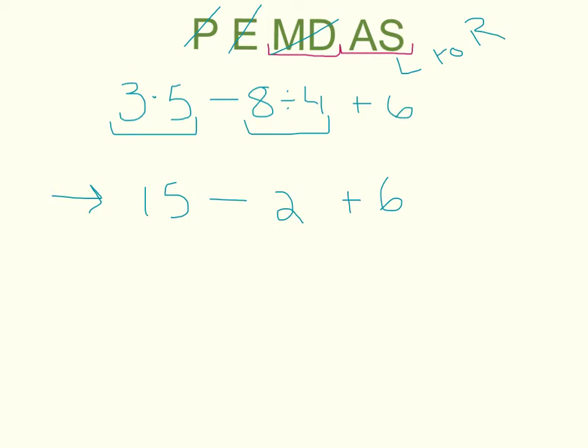So 15 minus 2 is 13. Bring down the plus 6. And then 13 plus 6 equals 19.